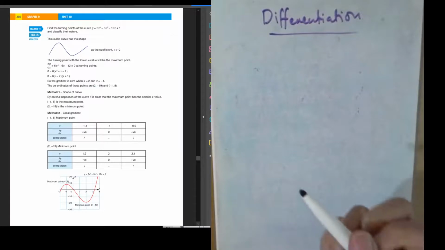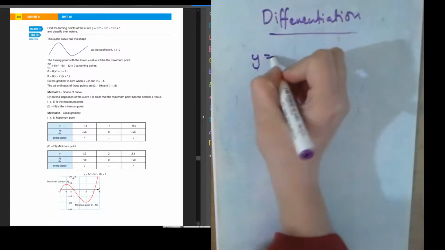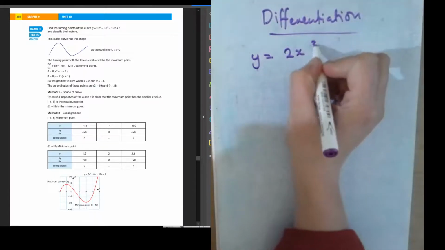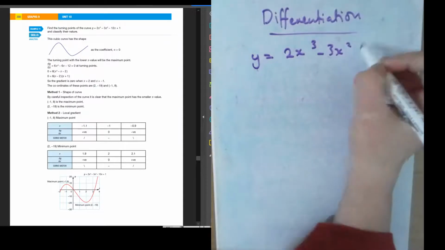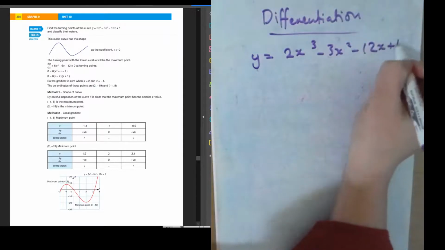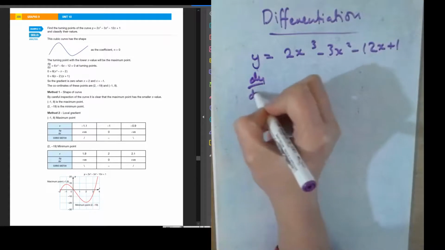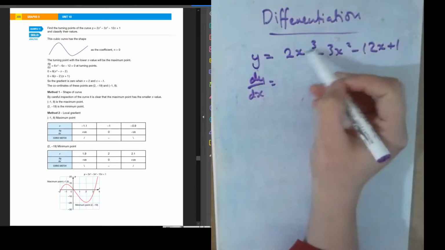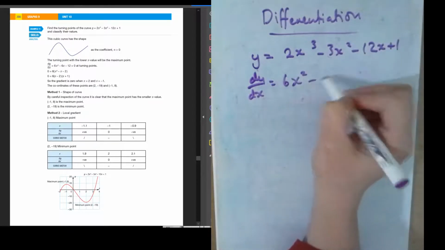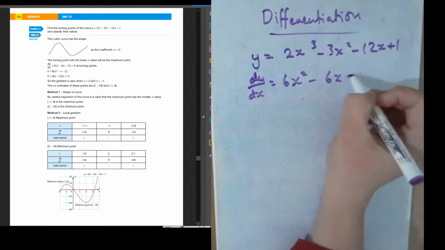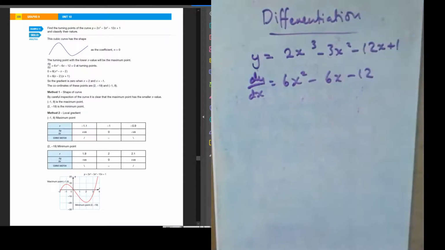So find the turning points. Turning points means I need to find the differential. Take away 12x plus 1, right? So differential of each of these, you should have been used to these by now, so that will become 6x squared. This becomes 6x. This is 12. That just doesn't exist anymore.